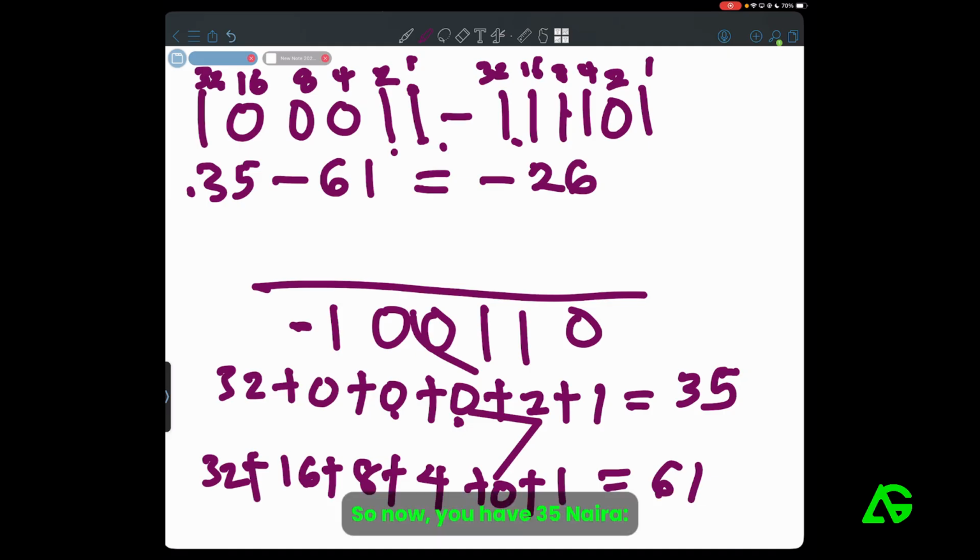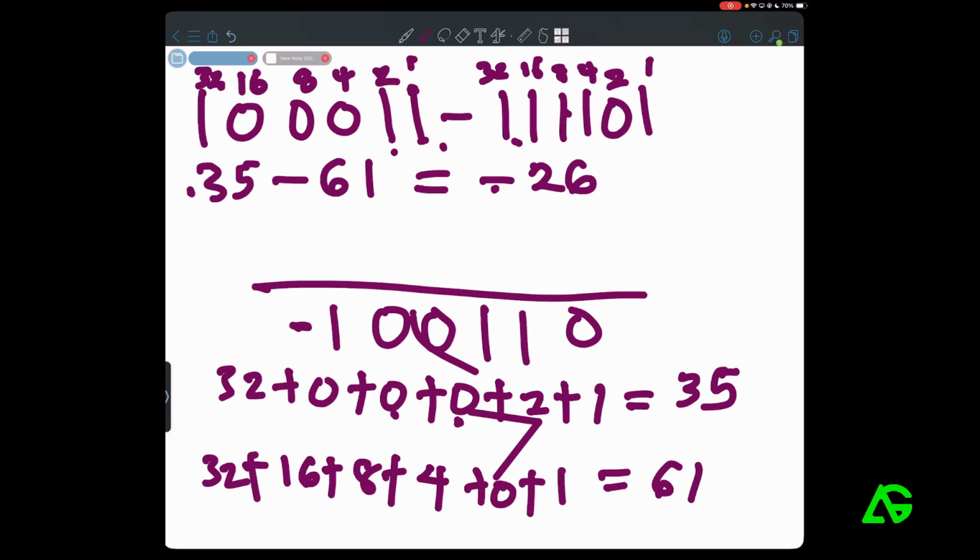So now, you have 35 naira. Minus 61 means I'm owing someone 61 naira. I'm owing more than what I have. So if I pay what I'm having, I'm still owing how much? 26. So this minus here is showing that you are owing 26 naira. So we now have to take this 26 back to base 2. We are just trying to check whether this answer is correct or wrong.